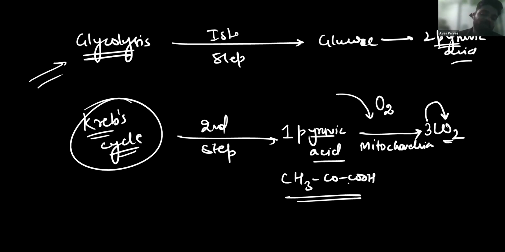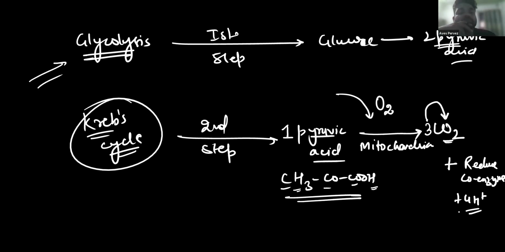And this is the pyruvic acid. What is going to happen in the next step? Along with carbon dioxide, reduced coenzymes are also formed. The carbon from pyruvic acid is used in the carbon dioxide. The 3 carbons are there, so 3 molecules of carbon dioxide are produced. Oxygen is being used. And what about the H? These H plus ions are called reduced coenzymes in biology. You understood? H plus ions in biology are called reduced coenzymes.